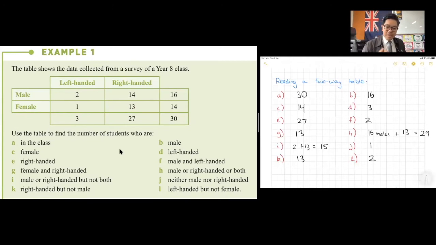Now hopefully the first couple ones from A to F should be fairly straightforward, but everything from G onwards is going to require you to actually think and do a little bit of thinking. Hopefully this gives you enough of an idea of how.